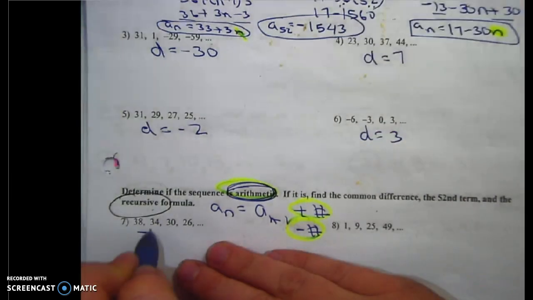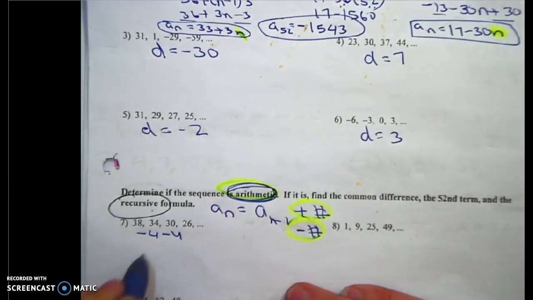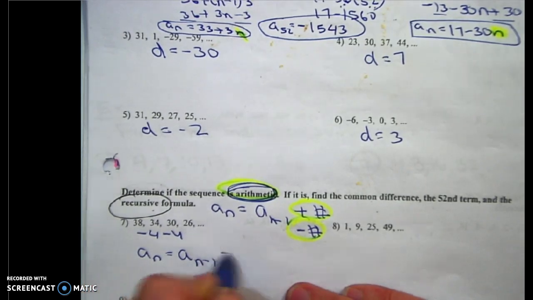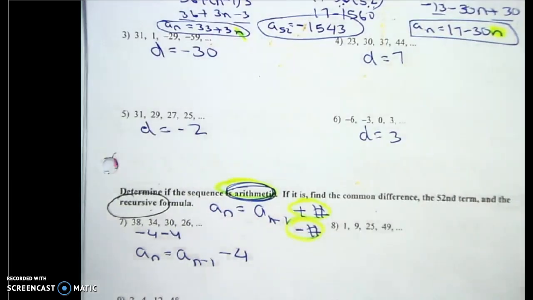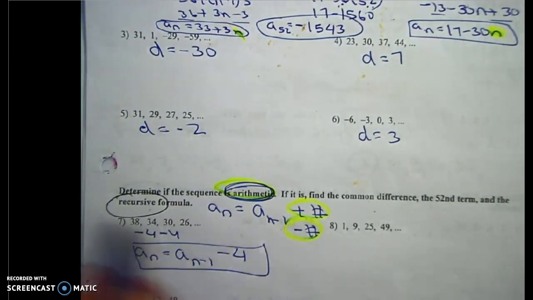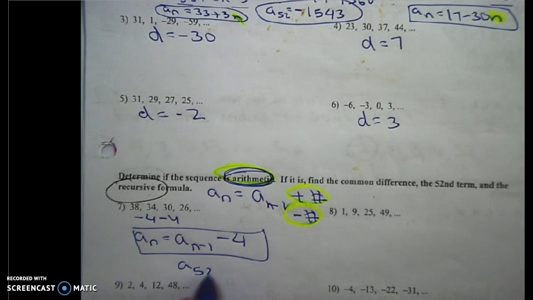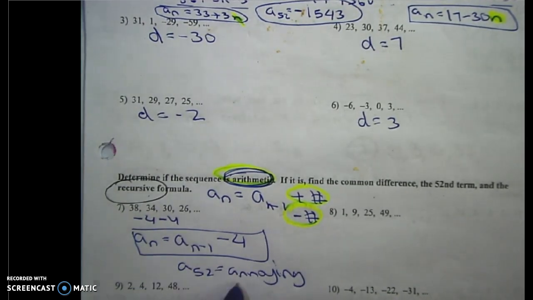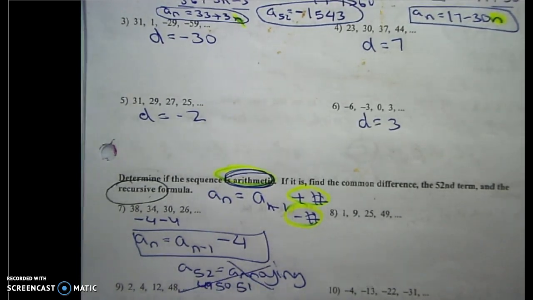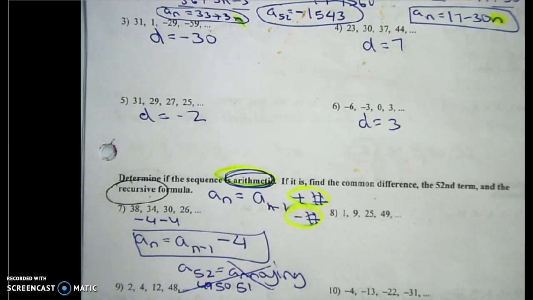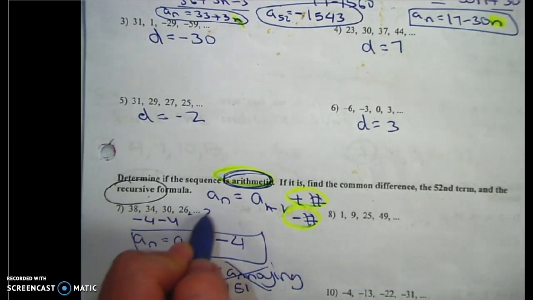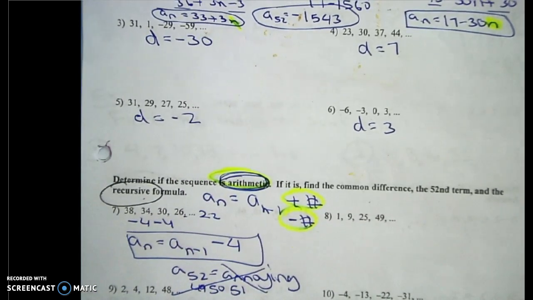So when I look here, this is minus 4, minus 4. So my recursive sequence is a sub n equals a sub n minus 1 minus 4. That is my recursive sequence. And if you ask for my 52nd term, that's going to be a little annoying because I have to find my 51st, which means I have to find my 50th, my 49th. So I'm not going to ask you that question on a test. Okay? I might ask for the next term, and the next term would be 22. But I won't ask for the 52nd term.